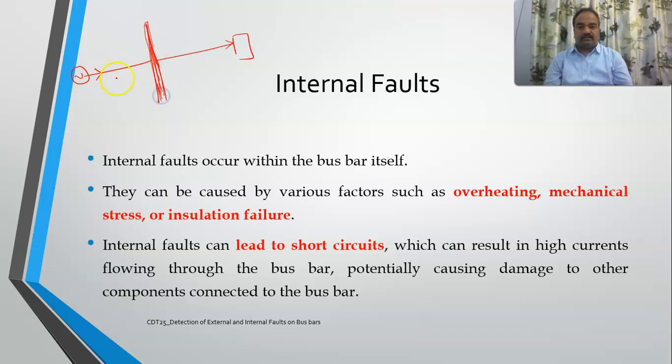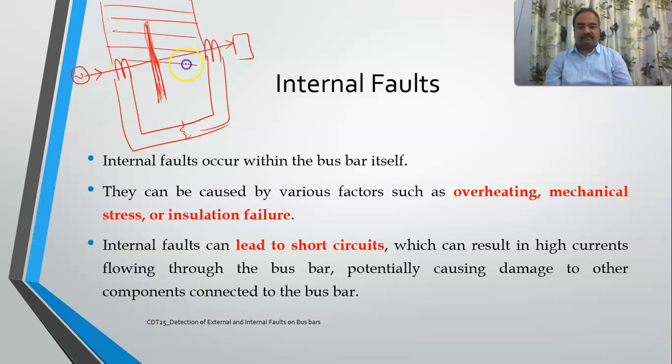I'll take this as a bus bar, okay? So an internal fault is a fault which is happening in this region. So internal faults occur within the bus bar itself. These can be because of various factors, most probably. This bus bar has experienced an insulation failure, or maybe there is a mechanical stress, or maybe because of overheating of the bus bar it has burnt out. So because of any of these reasons, the fault might have occurred internally.